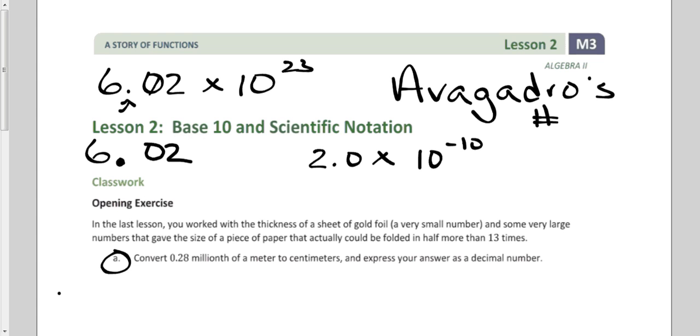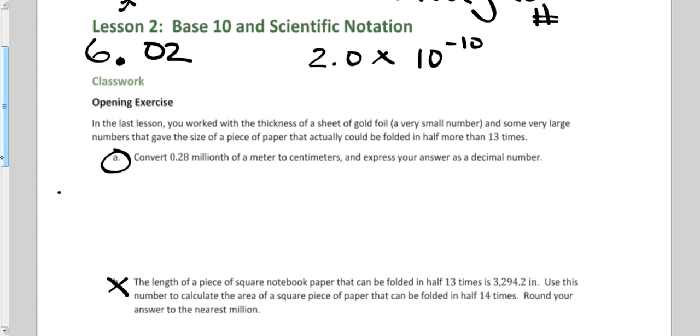Okay, so here's what I want us to do. On the opening exercise, let's not pay any attention to this stuff. That stuff was from another exercise that we did not do. I just want us to convert 0.28 millionths of a meter to centimeters and express your answer as a decimal number. So let's think about 0.28 millionths.